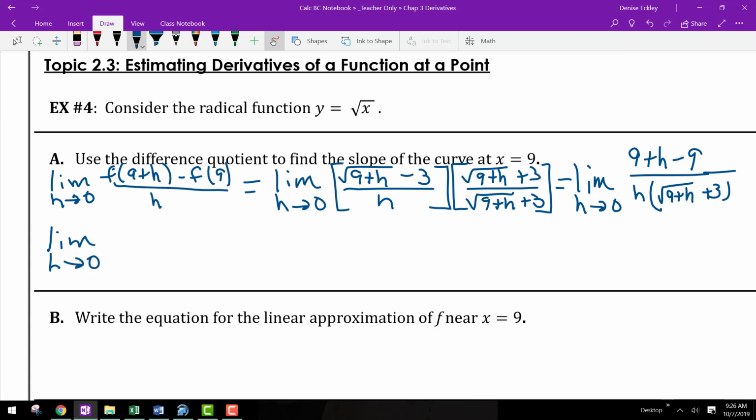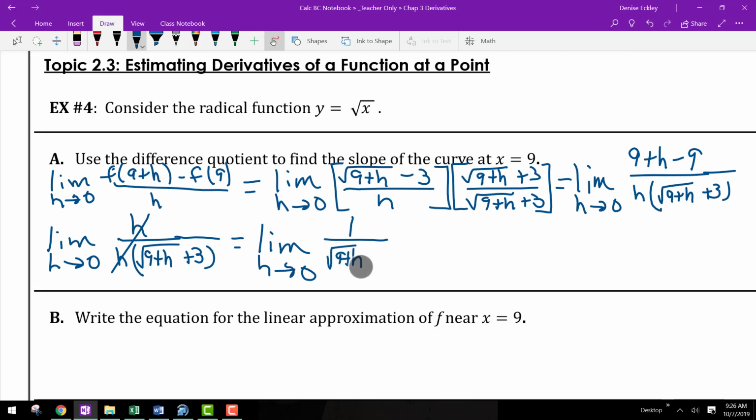So we take the limit as h goes to 0. We just have an h, which we will cancel with that h in the denominator, and we'll be left with the conjugate here, which is great. So we get the limit as h approaches 0 of 1 over the square root of 9 plus h, and then plus 3. And now we can do a direct substitution. So we get 1 over the square root of 9, because h is 0, plus 3. So this gives us 1/6, because we'll have 3 plus 3. So there's the slope of our curve at x equals 9.